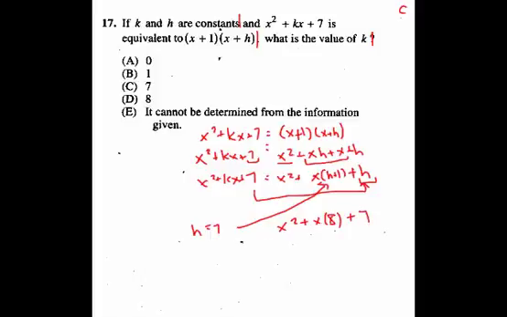Now, through inspection, you see on the left-hand side, the k is in front of the x. Well, the 8 is the one that's in front of the x. So k is going to be 8. And they want to know what k is. k is going to be 8, D.